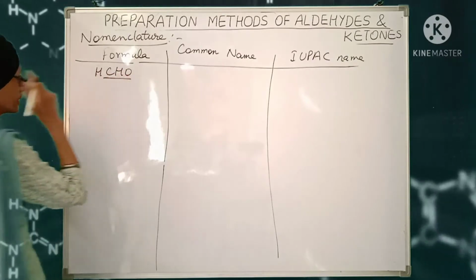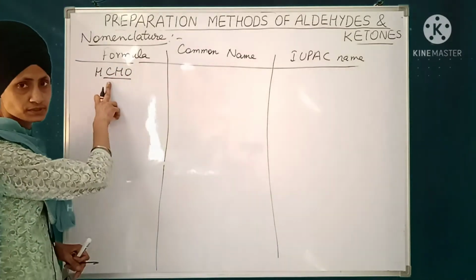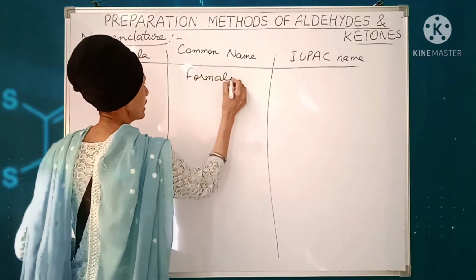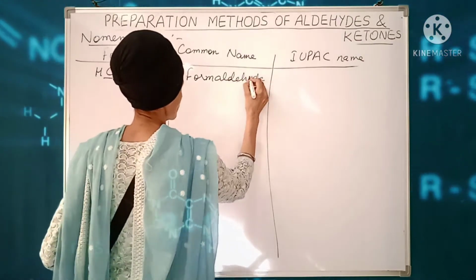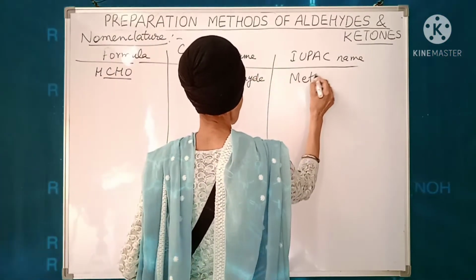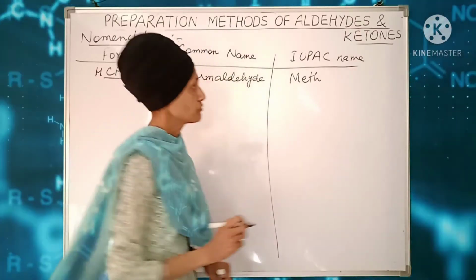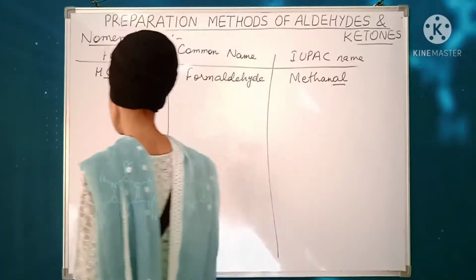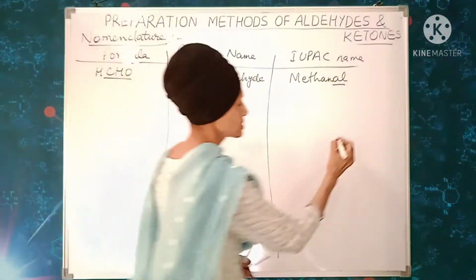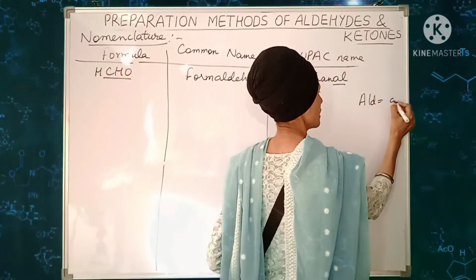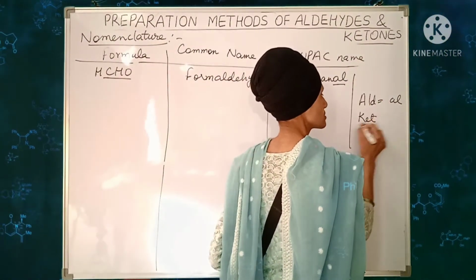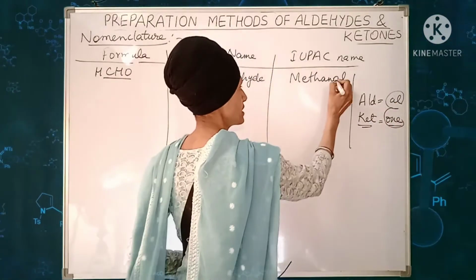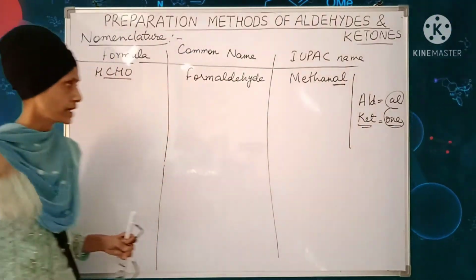HCHO. You can see it is an aldehyde group having only one carbon. So the common name will be formaldehyde, and the IUPAC name will be, for single carbon, the word root is meth, for single bond it is ane, and al is the suffix. Keep in mind that in case of aldehydes we use the suffix al, and in case of ketones we use the suffix one. So in every aldehyde the suffix al will be used.